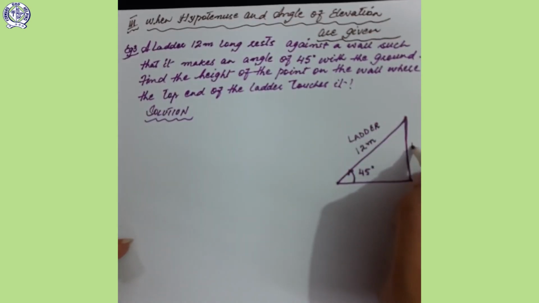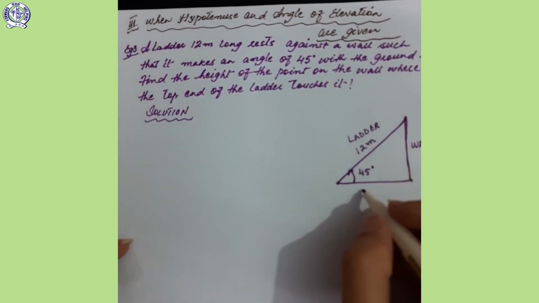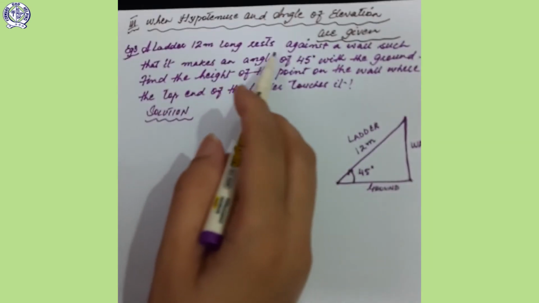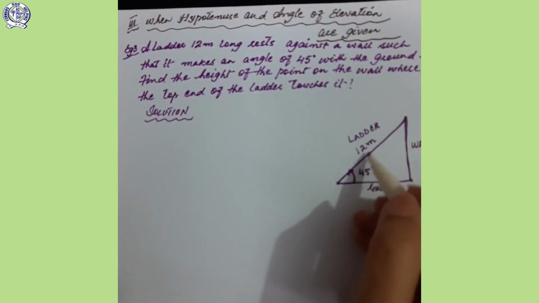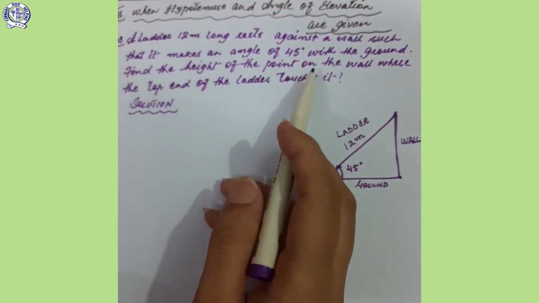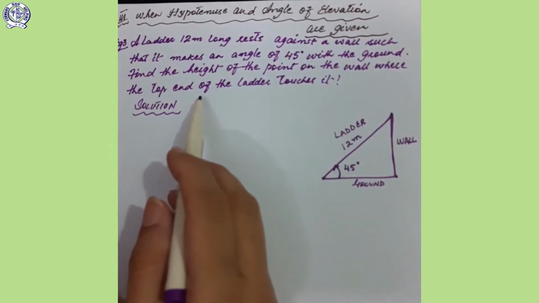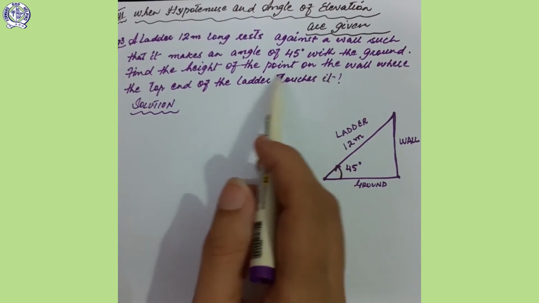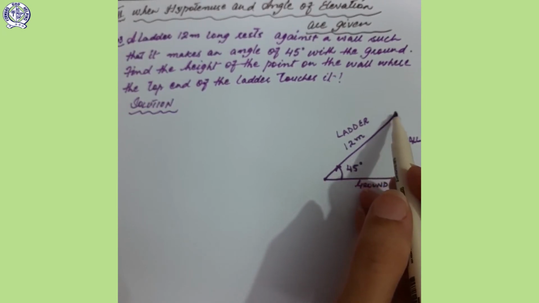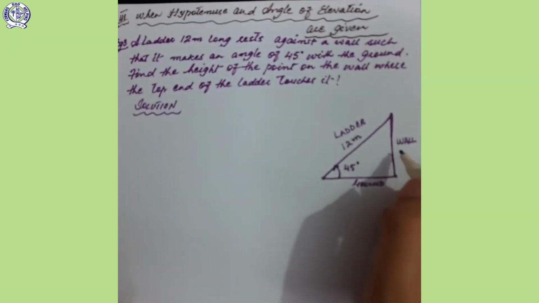This is the wall, and here it is the ground. Now the ladder is 12 meters long, rests against a wall, this is the wall and this is the ladder, such that it makes an angle of 45 degrees. So the angle of 45 degrees we have made, the angle of elevation with the ground. Find the height of the point on the wall where the top end of the ladder touches it. So we have to find the height of the point on the wall where the top end of the ladder touches it. So this height is unknown.